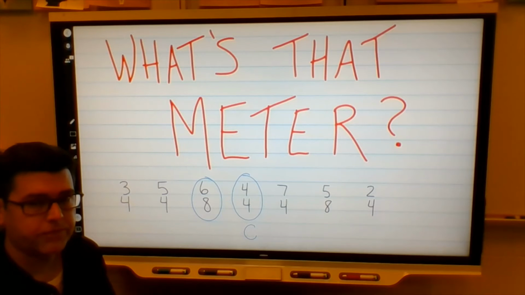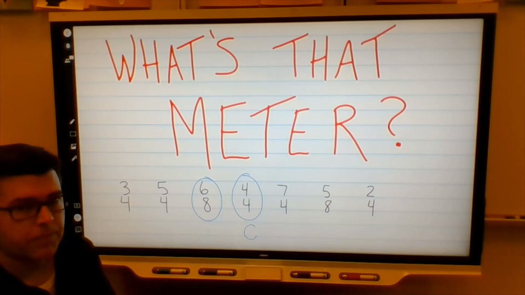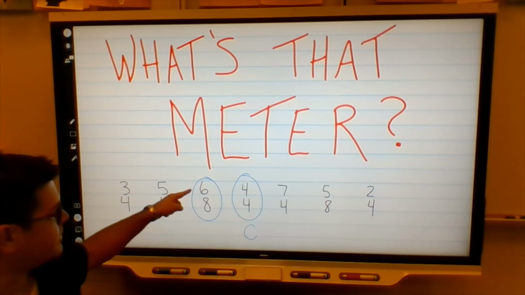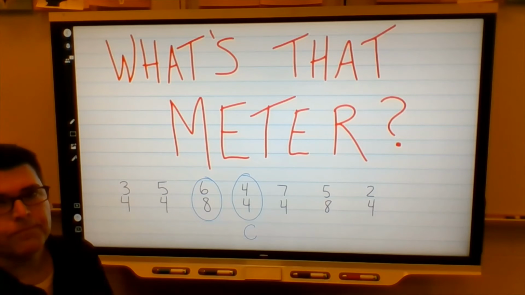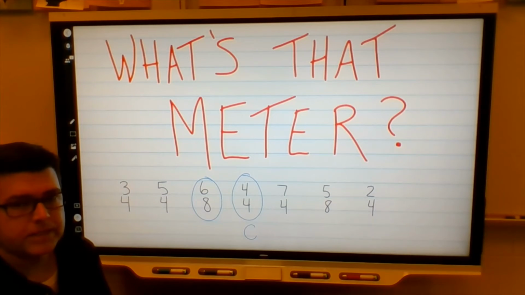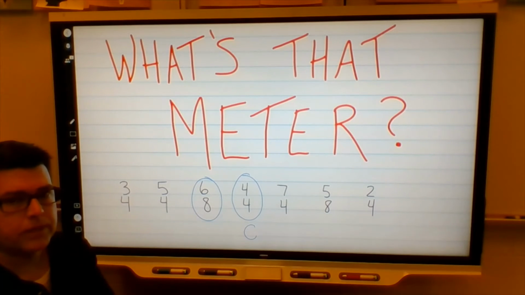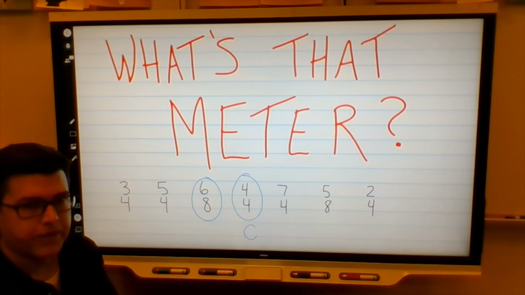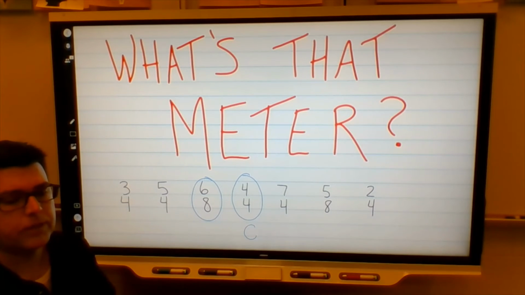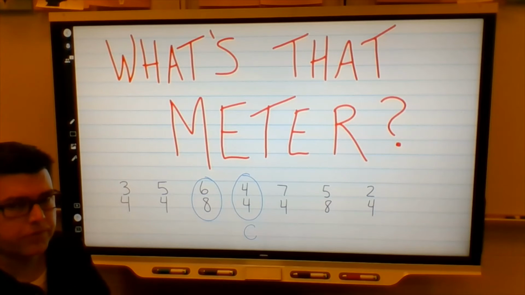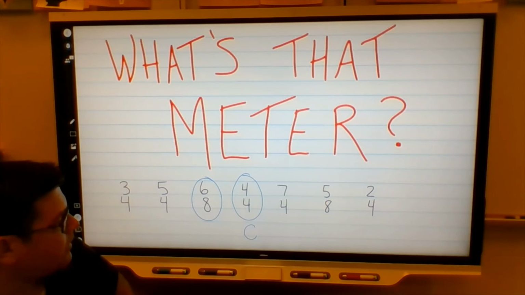Now you might remember from our last video about meter that whenever you have a meter with an 8 on the bottom and the top number can be divided by 3, such as 6 divided by 2 equals 3, it's going to feel like 2 sets of 3, instead of being in 6. So it's going to sound more like 1 and a 2 and a. So the 1 is still the strongest beat, but you'll find the fourth beat is kind of like a secondary strongish beat. 1 and a 2 and a. That's 6/8.